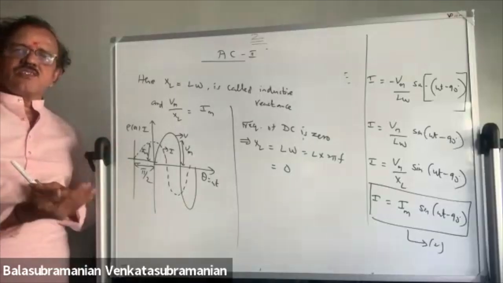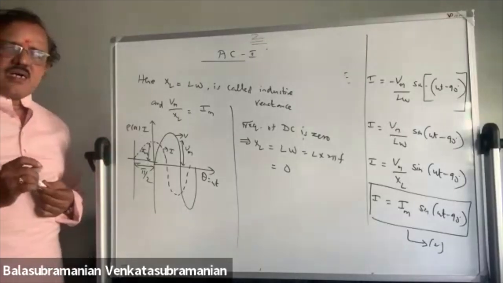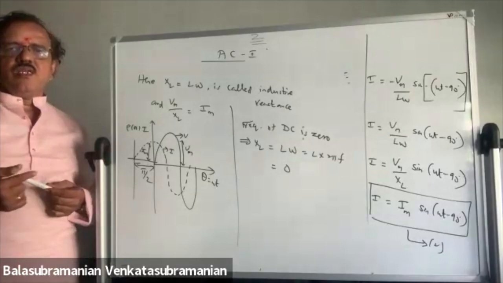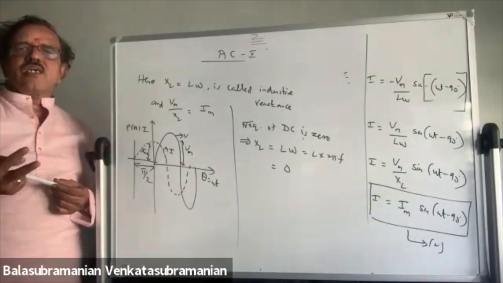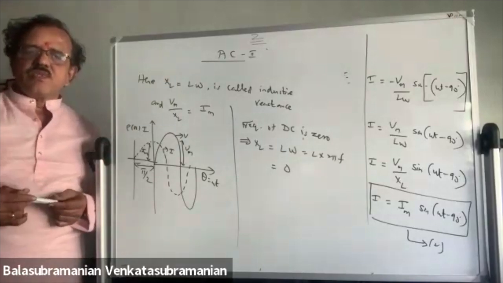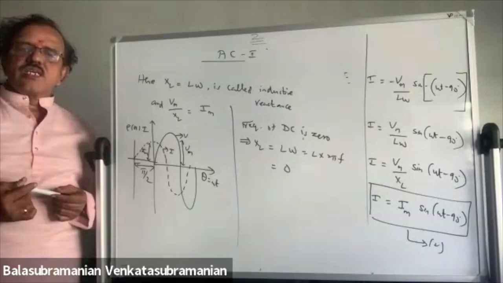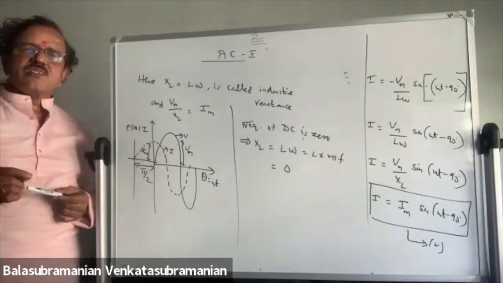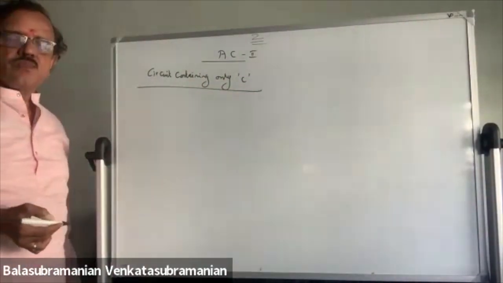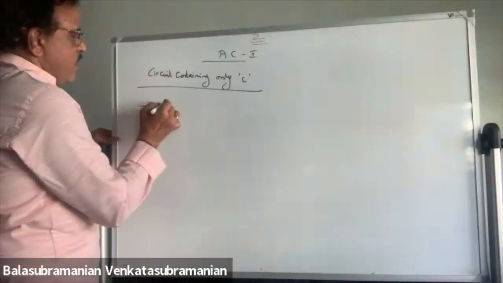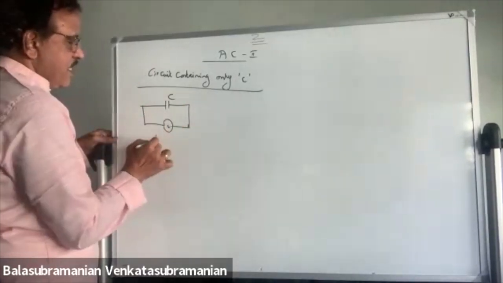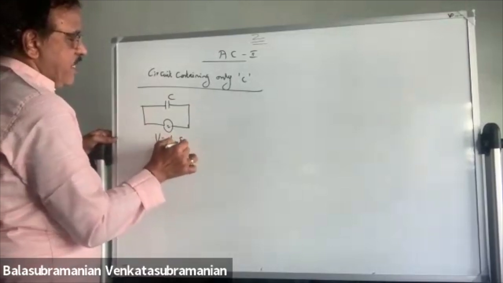In the first part, with resistance, we have seen current and voltage are in phase with each other. In the second part we have seen voltage leads the current by 90 degrees, or current lags behind the voltage by 90 degrees. Now the third one you are going to see: a circuit containing only capacitance C. So, a capacitance circuit with a generator value Vm sin omega t.